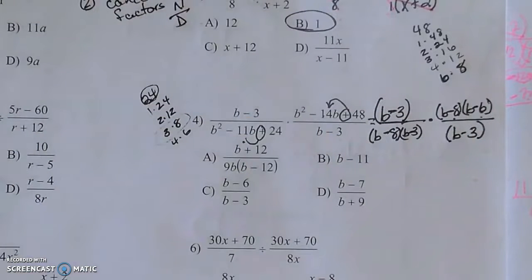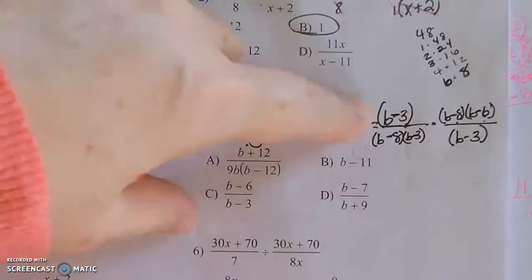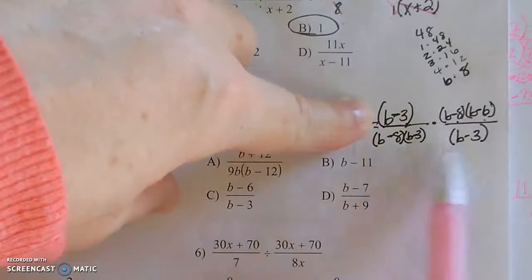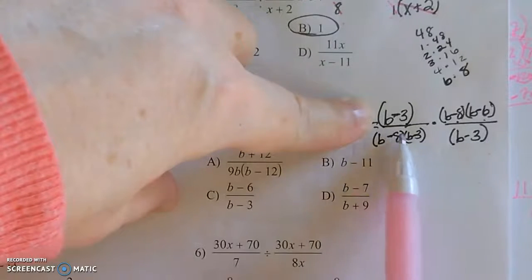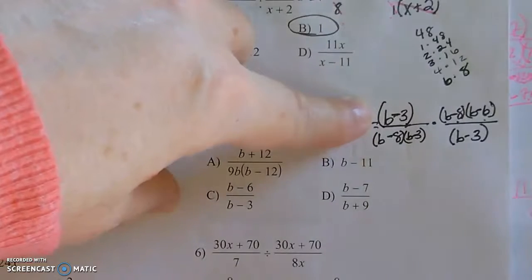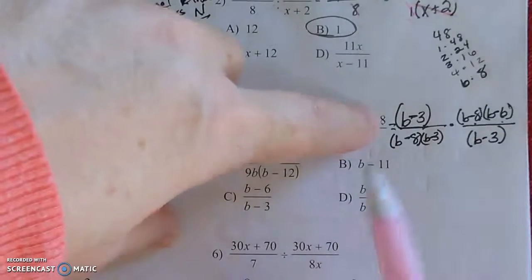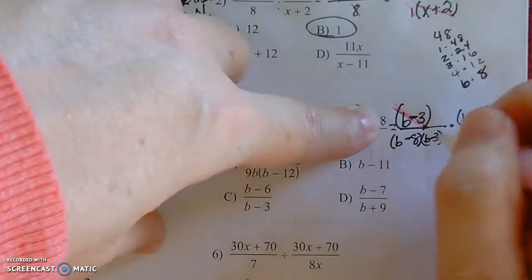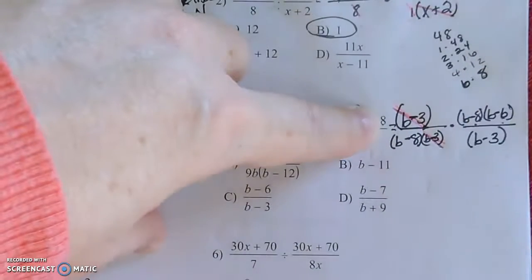So that means that now I'm ready to cancel like factors. I spy in the top, I have a b minus 3. Do I have a b minus 3 anywhere in the bottom? I have 2 of them. But this is not a BOGO sale. This is not buy one, get one free. So you can only cancel out 1 on the top with 1 on the bottom. So b minus 3 and the b minus 3 are going to cancel.